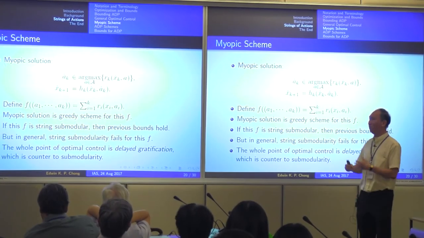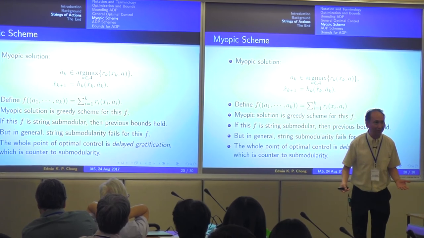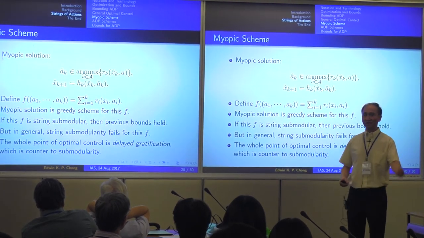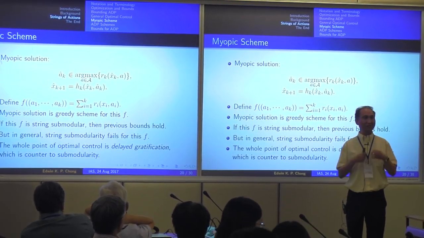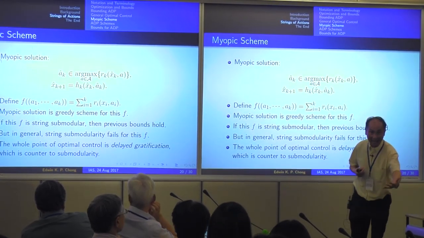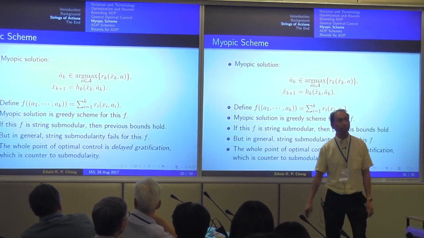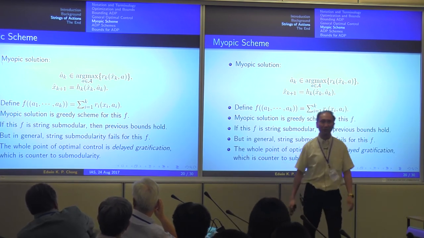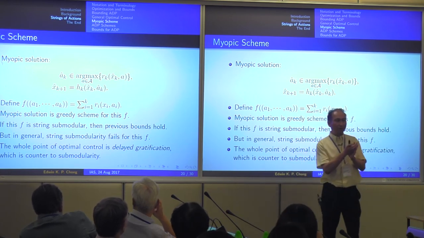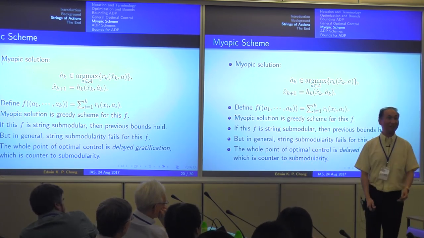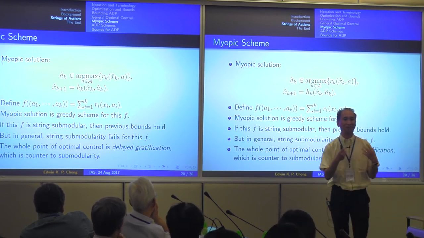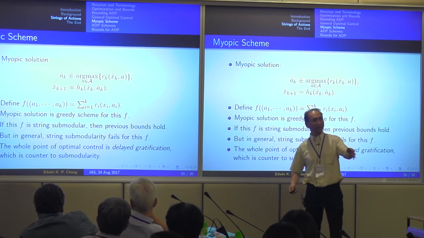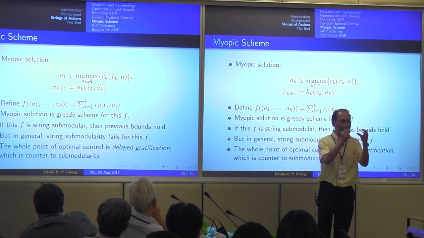Why? Because the whole point of optimal control is delayed gratification, which is counter to submodularity, right? I mean, the whole point of doing optimal control is sometimes you have to make a decision now that is not good for you right now, but as a net result, better for you later. True? If you don't have delayed gratification, then you don't really have an optimal control problem, right? I hope Professor Ho agrees with that. If I had to give one heuristic statement about optimal control, it would be delayed gratification. Oh, by the way, I learned that from Professor Ho, the idea of simplifying things into one sentence.